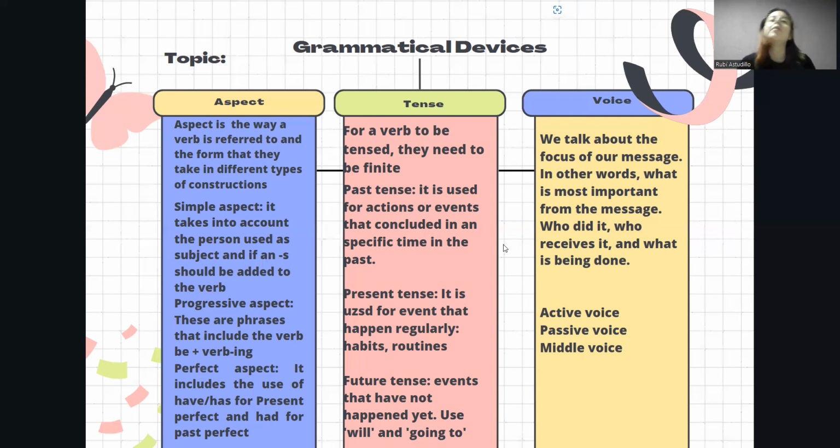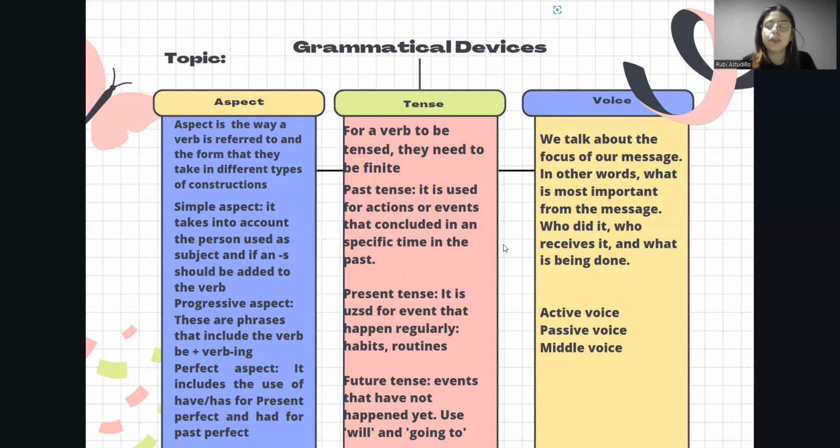Active voice is basically the contrary of passive voice. Passive voice can be, for example, this book was written in 1975. That's passive voice. In passive voice, I'm not telling you who did it, because I'm just saying that something happened in 1975. What happened? The book was written.